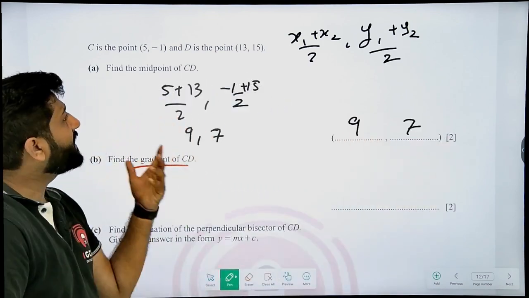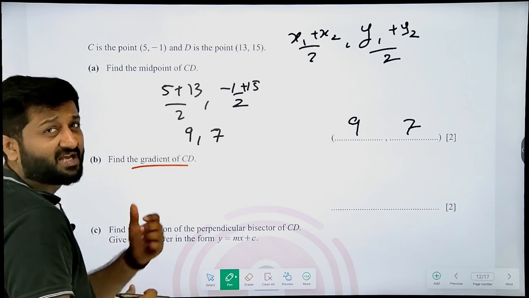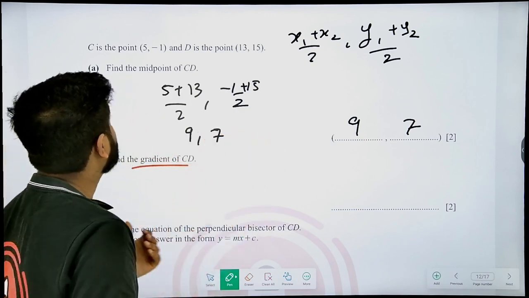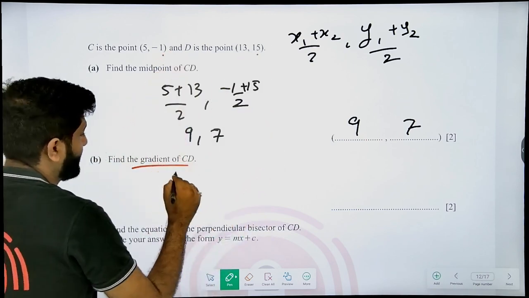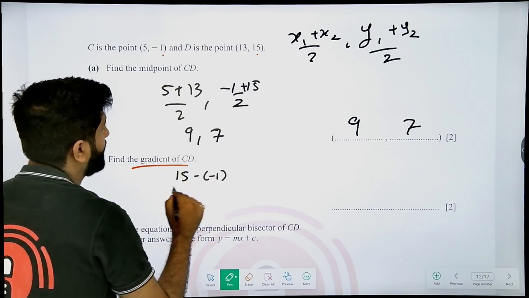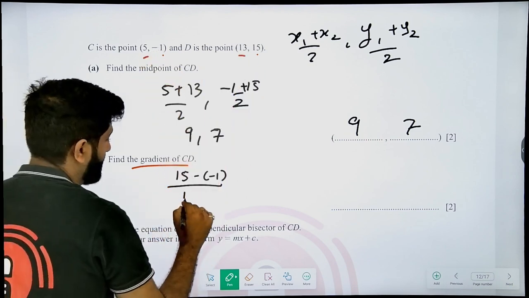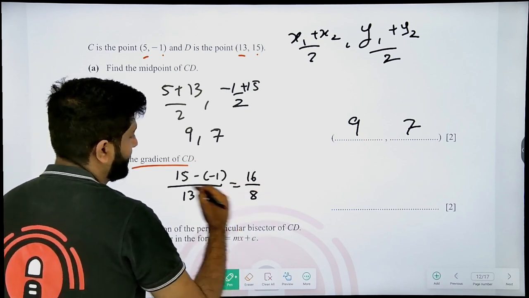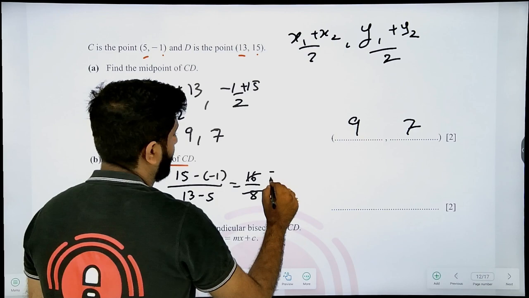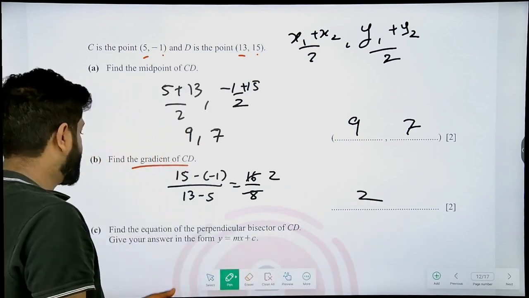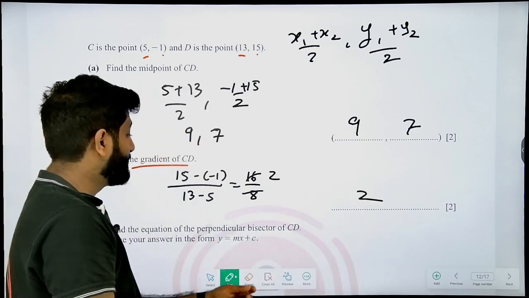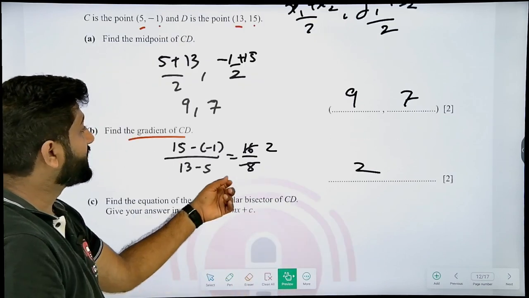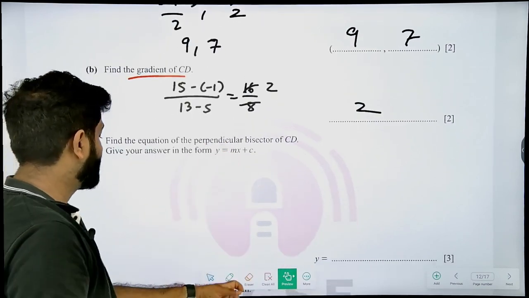Next, find the gradient of CD. Okay, so gradient is (y2 minus y1) over (x2 minus x1). So y2 minus y1, 15 minus of minus 1, over x2 minus x1, 13 minus 5. So you have 16 over 8. So the gradient is 2. Next, find the equation of the perpendicular bisector of CD. Now guys, what do you mean by perpendicular bisector?